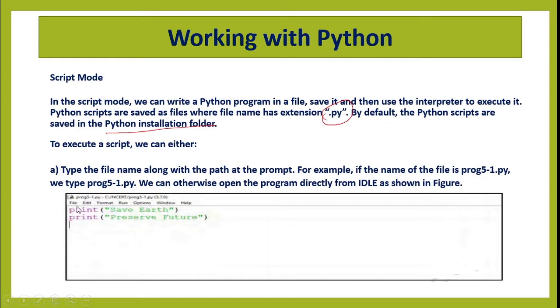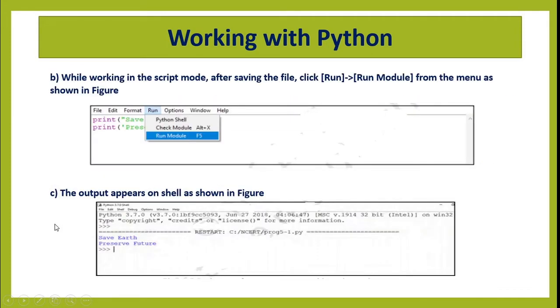Okay, see here, we are typing two instructions. The first one is print save earth, then second one print preserve future. While working in the script mode, after saving the file, click run. Okay, then choose the run module option. So after clicking the run module option, the output appears on the shell. See the output, save earth and preserve future. Okay.